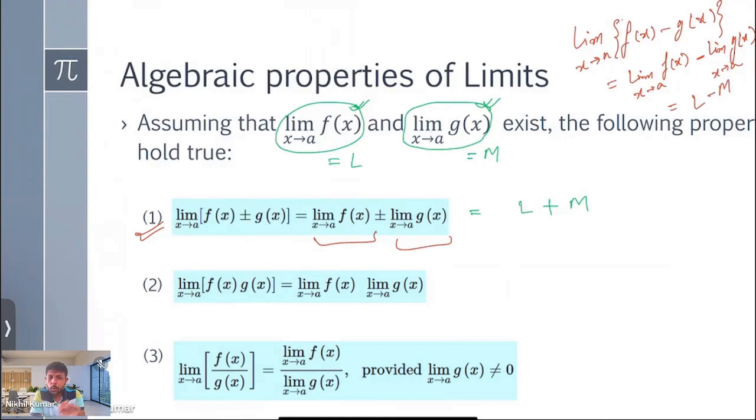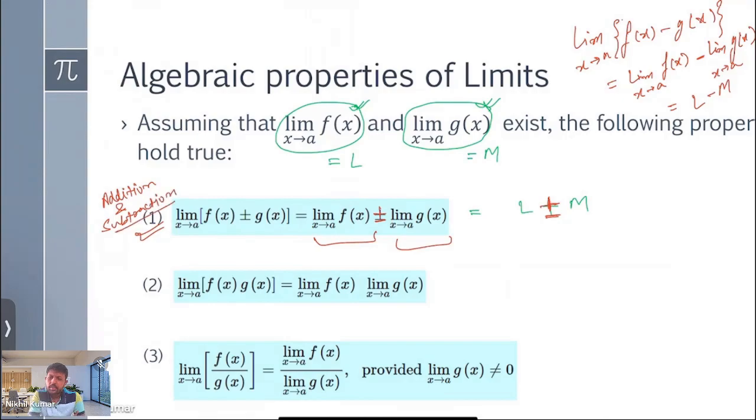Now both these subtraction and addition rules I've listed together, and that's why we've used the plus minus sign. As you can see here, I've used the plus minus sign together. So rule number one or property number one takes care of both addition and subtraction.